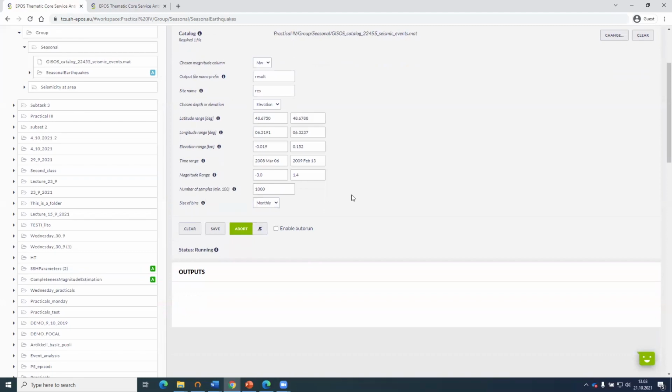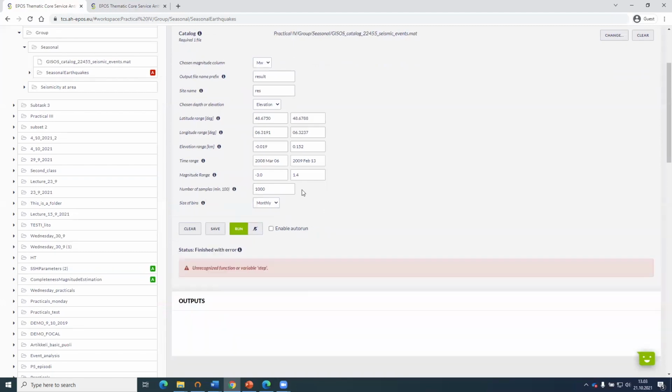There is actually an issue that it might not proceed now because of an error: unrecognized function or variable step. And this is because our magnitude range here is too small. So we need to use the completeness magnitude estimation more or less. I think it was something like that. Oh, sorry.